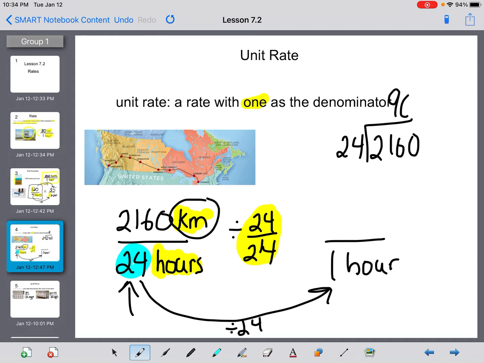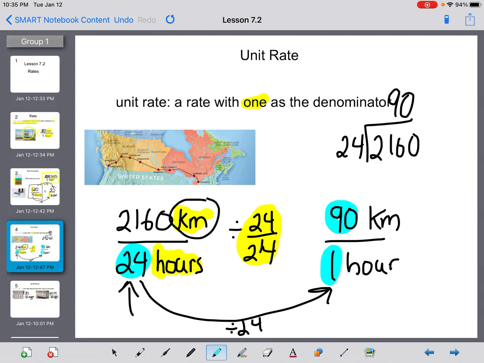But I would end up with the answer of 90, which means on average on our trip, we drove 90 kilometers in 1 hour. Now, of course, sometimes we were on faster highways where you could go 100. Sometimes we were on slower highways where we were stuck behind a truck and you could only go 80. But on average, this was our unit rate because my denominator is 1. We went 90 kilometers in 1 hour. So that's an example of unit rate.